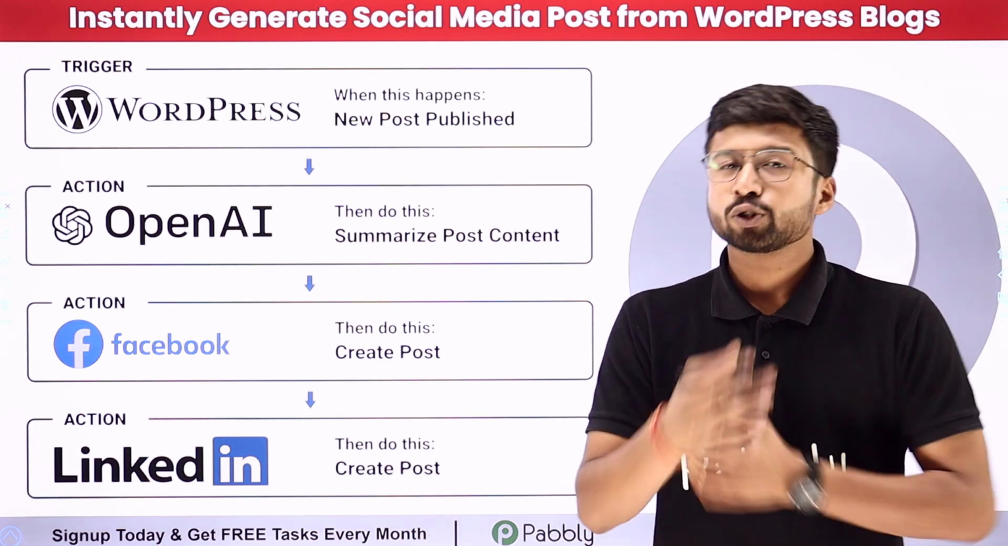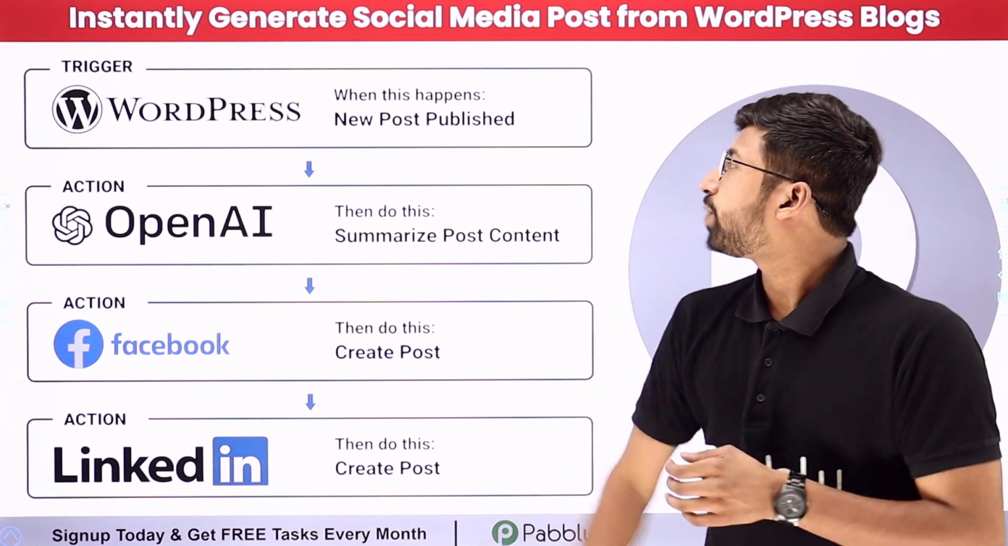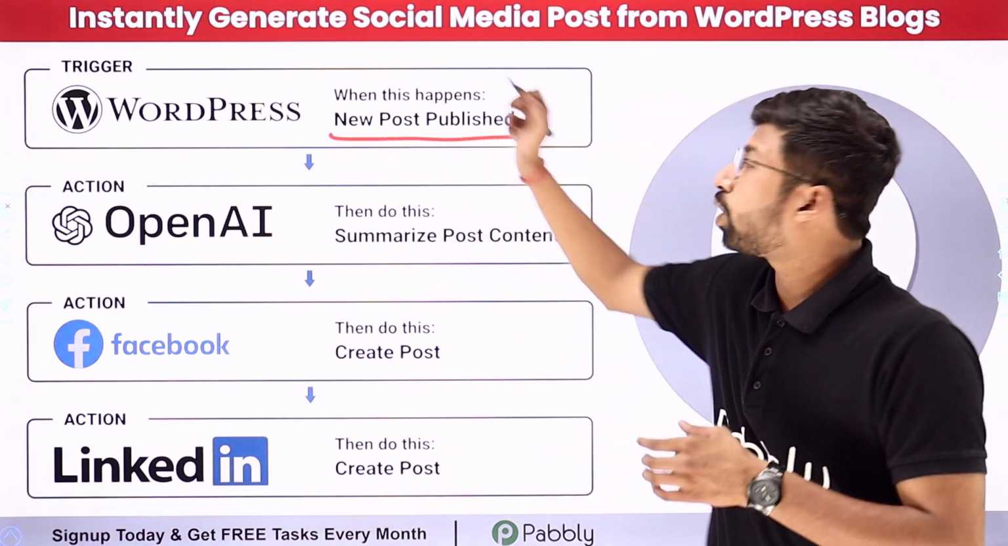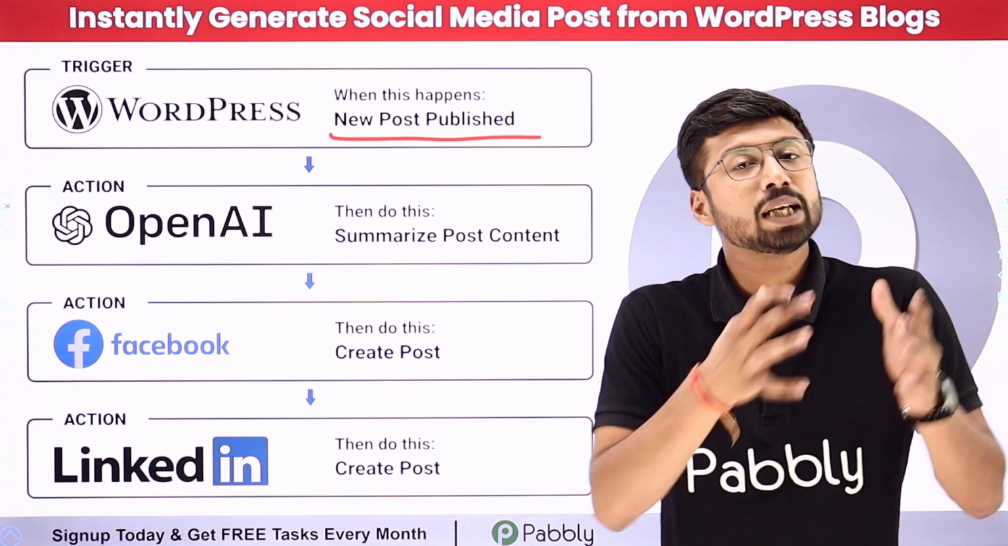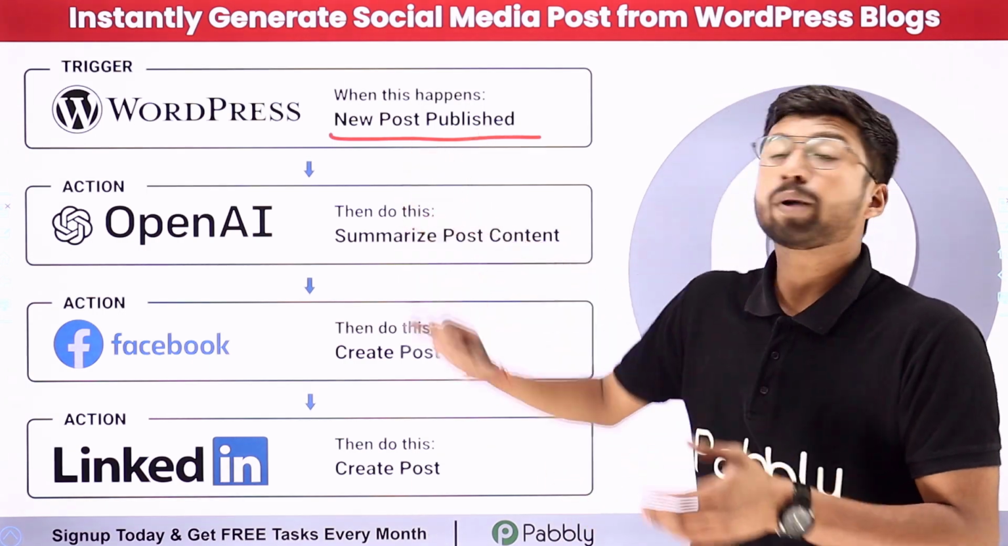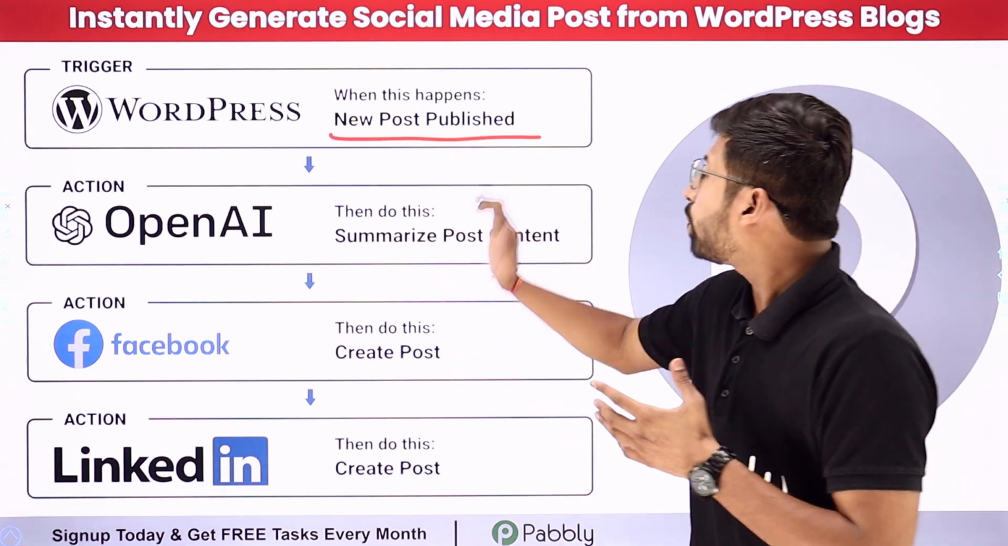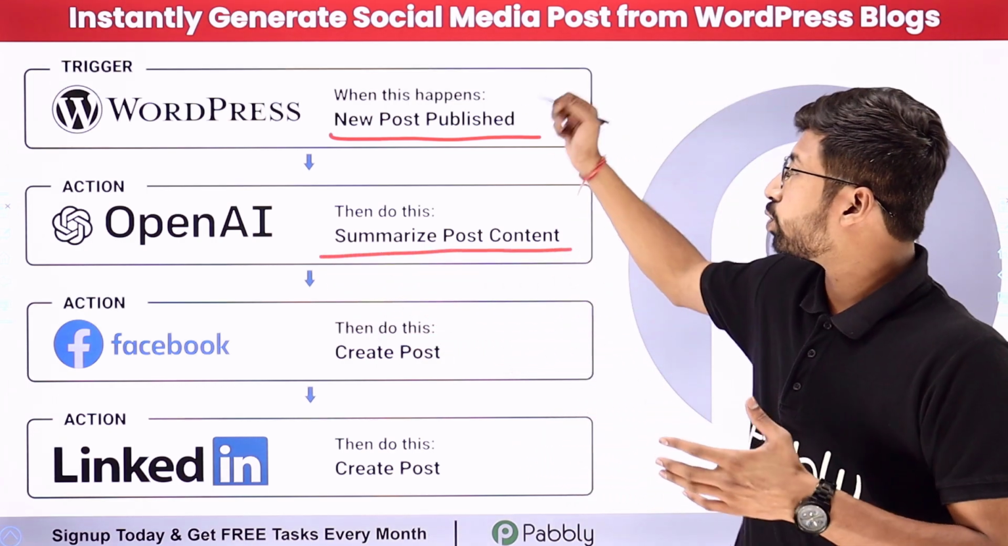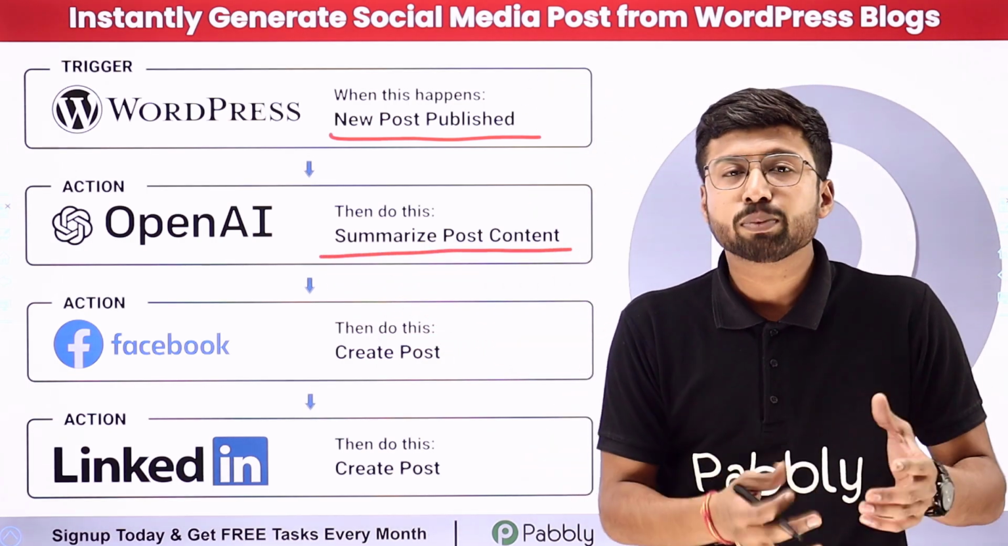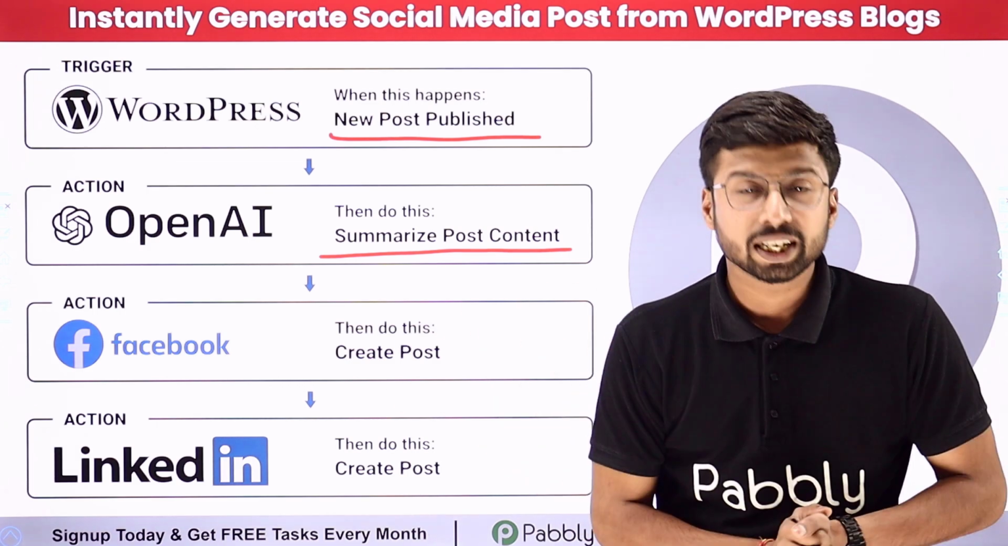In this video, we are going to learn how to instantly generate social media posts from a WordPress blog. Yes, that's right. So using this one simple automation, whenever we publish a new blog post on WordPress, we are going to send the same post content to an AI platform like OpenAI. And using OpenAI, we are going to summarize that same post, and we are going to create a caption or a social media post using it as well.